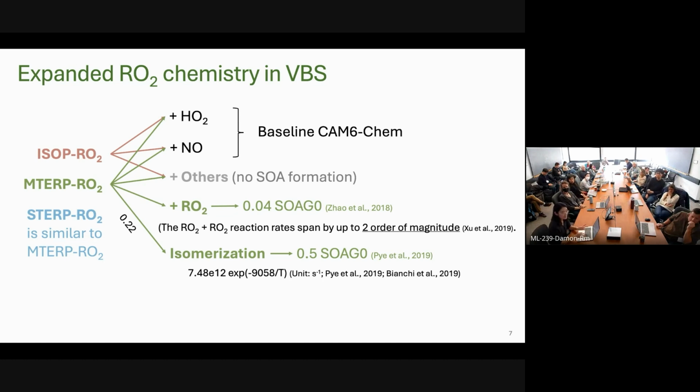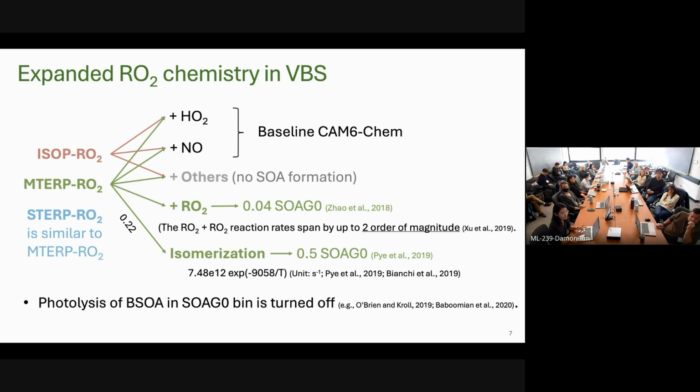Except for these chemical reactions, we made a little modification to the photolysis. We have turned off the photolysis of the biogenic SOA in the lowest volatility bin to mimic the photorecalcitrant fraction that is observed in these lab experiments.